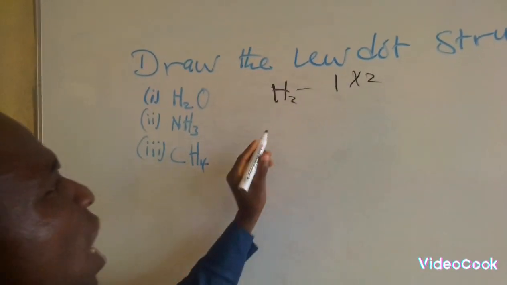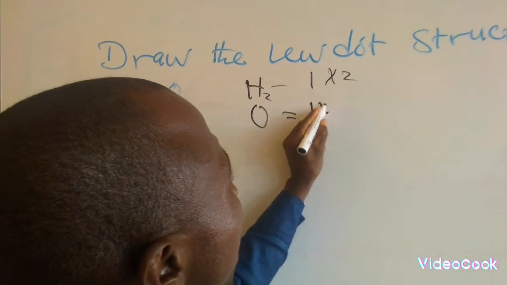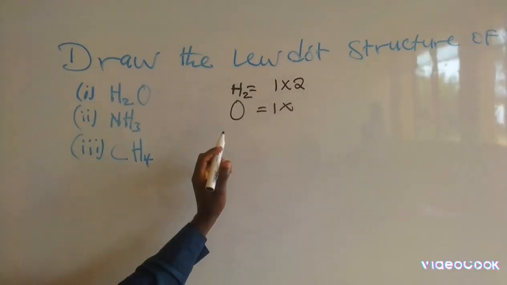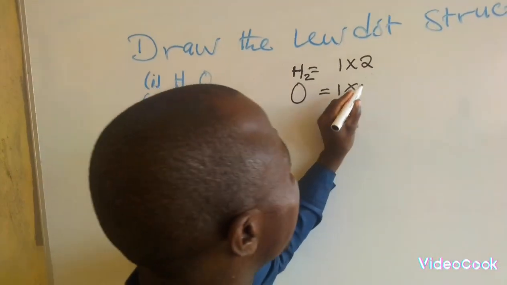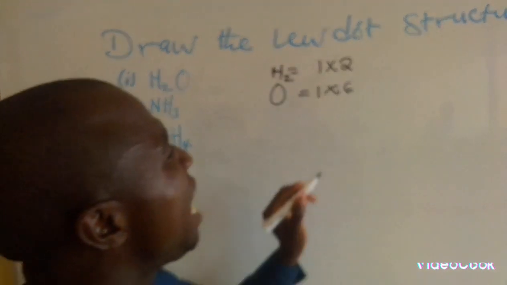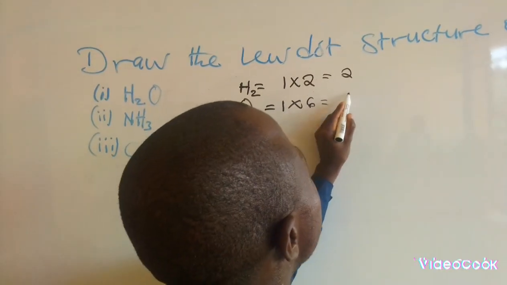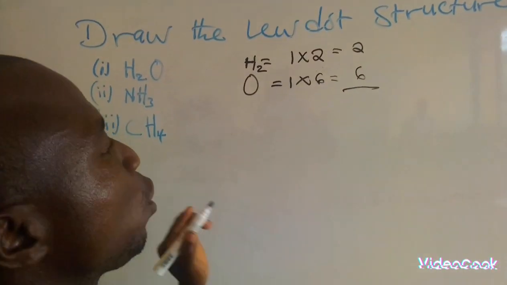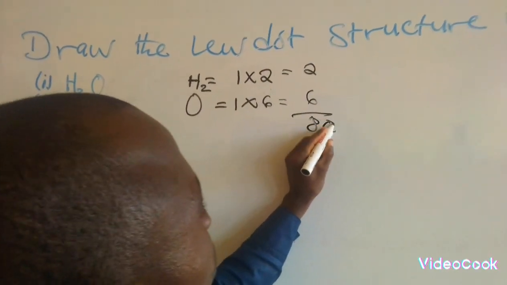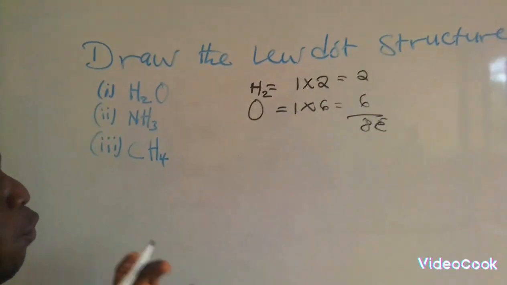In oxygen we have 1 oxygen here, which means we'll have 1 times 6, because the valence electron of oxygen is 6. So when you do the math, 1 times 2 is 2 valence electrons, and 1 times 6 is 6 valence electrons. How many valence electrons are present in this particular molecule of water? We have 8 electrons. Those 8 electrons we are using to draw the Lewis structure of the water molecule.